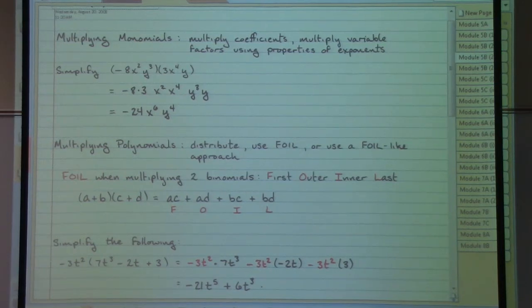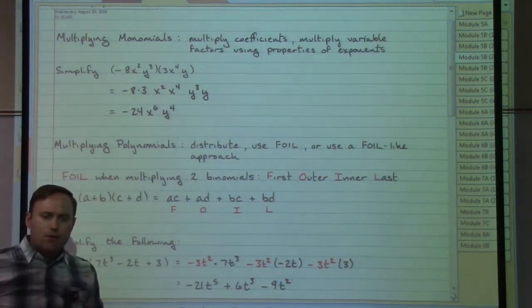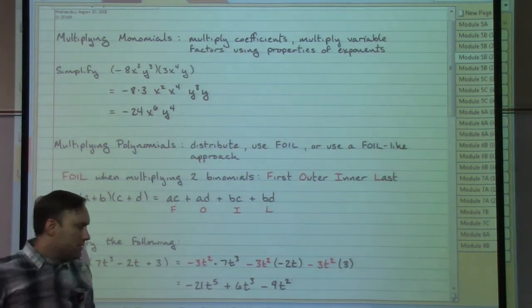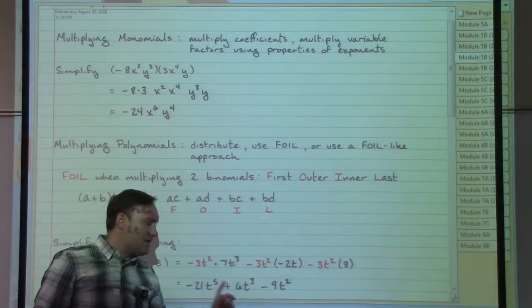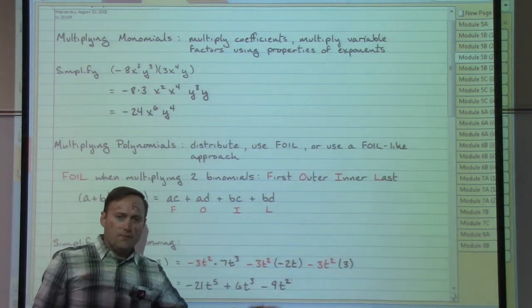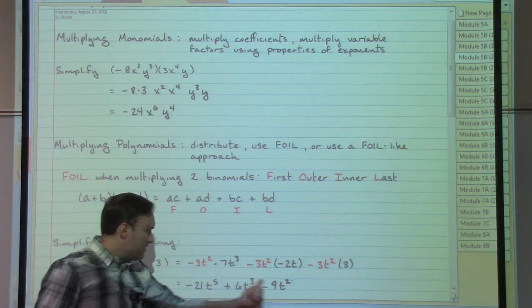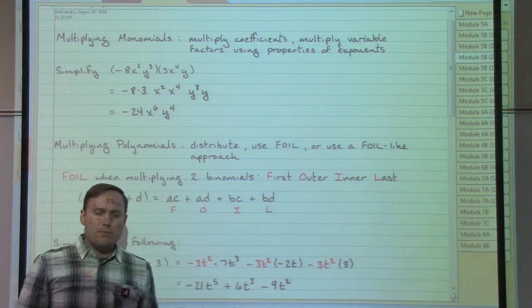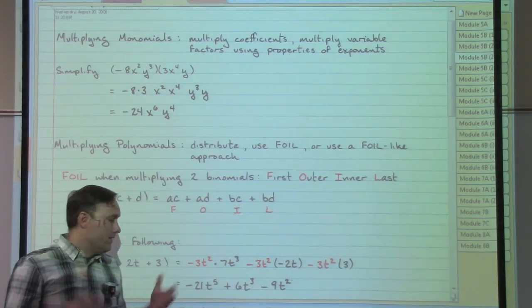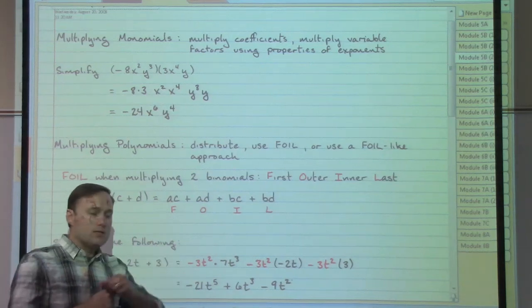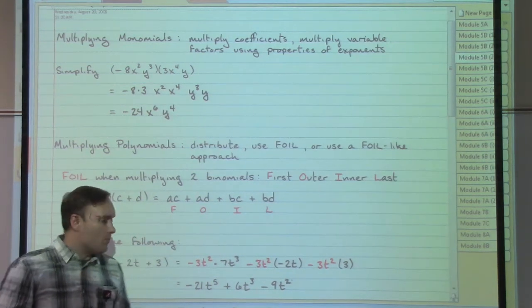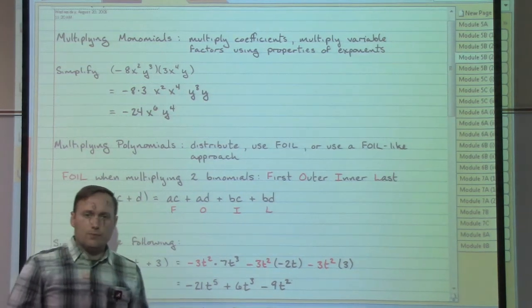Negative times a positive gives us a negative. 3 times 3 is 9, and we only have t squared, so that's the only variable stuff that is showing up at the end. And just to cover our bases, let's make sure that we don't have anything else to do to shorten this answer. So we don't have any like terms that we can combine together to shorten things, which means that this is the best and shortest answer that we've got for this particular multiplication problem.